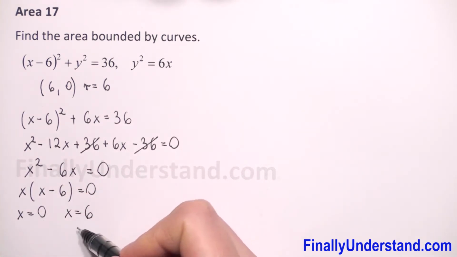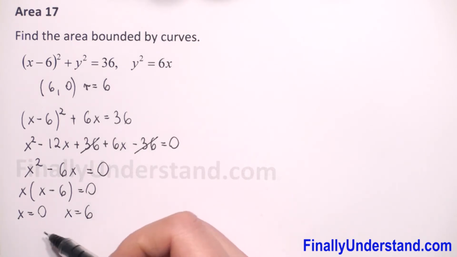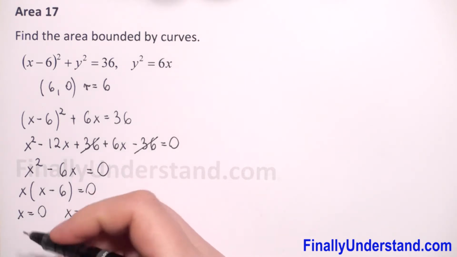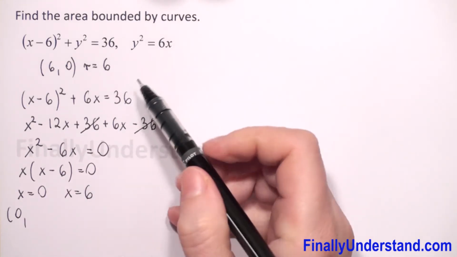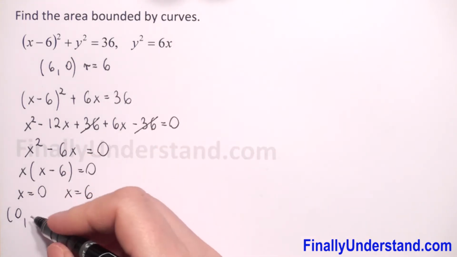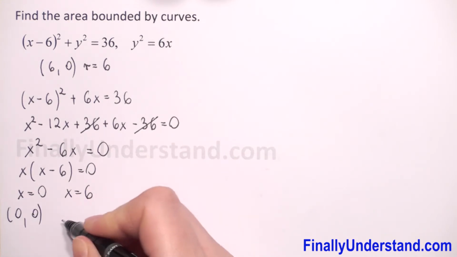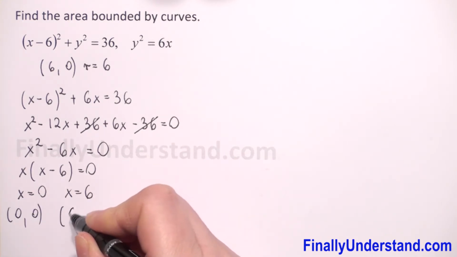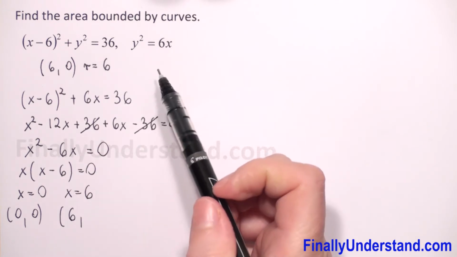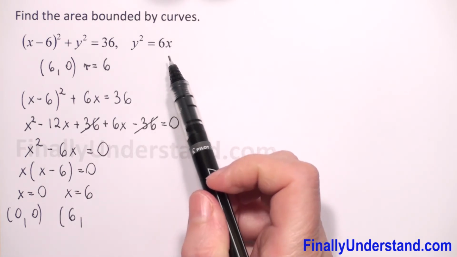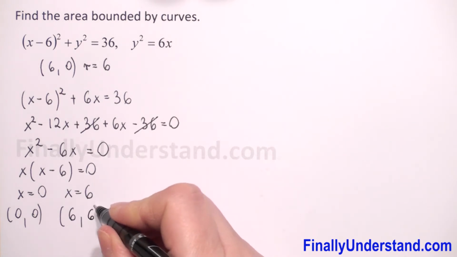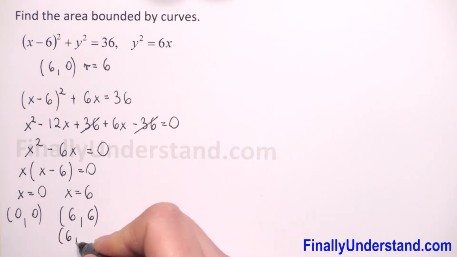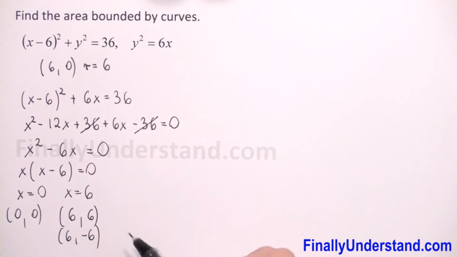We have x. Now we can find the y coordinates. For x equals 0, we will have y squared equals 6 times 0, which is 0. And for x equals 6, we will have y squared equals 6 times 6, which is 36. The square root of 36 is 6 or negative 6. We have 3 intersection points.